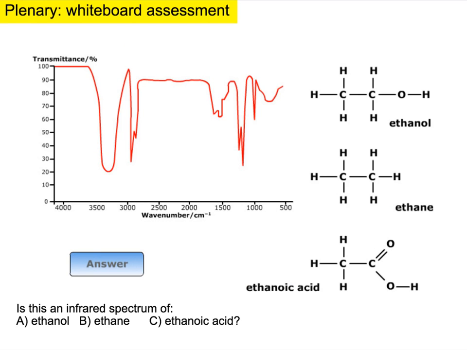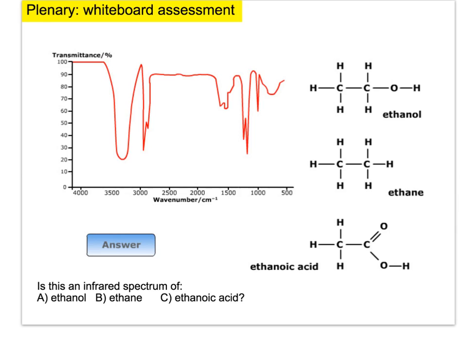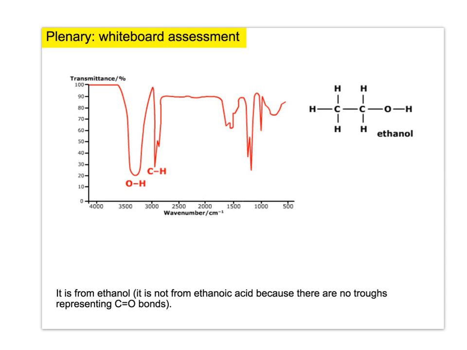Okay, so have a go at this question. You've got a spectrum, and you're told it could be either ethanol, ethane, or ethanoic acid. So pause the video and have a go. Hopefully you worked out that it was ethanol, because it can't be ethanoic acid: if it was ethanoic acid, these peaks would be joined up. And it also can't be ethane, because if it was ethane there would be no absorption peak here at all. There would be this one, but there wouldn't be this one at all.